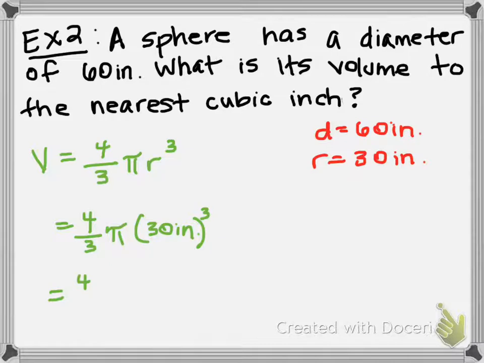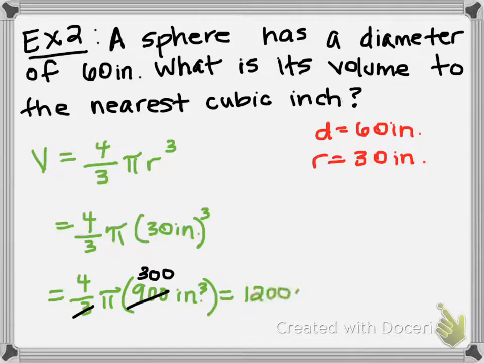And when I actually figure out what that is, that ends up being 900 square inches, or cubed inches. And then once I actually work that out, that's 1,200 pi cubic inches. Now if they had asked me to leave my answer in terms of pi, that would be it. But in this case, it actually said to the nearest cubic inch. So that means that I have to put it all in my calculator, and that's approximately 3,770 cubic inches.